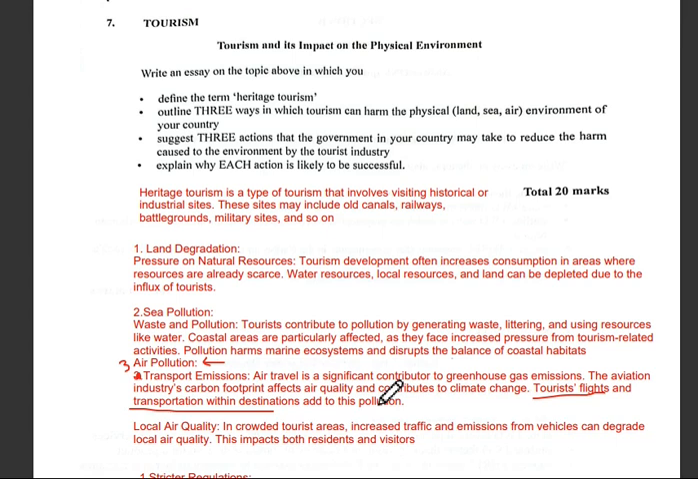Also, this impacts both residents and visitors. Alright, so here we have crowded areas that would increase the traffic and emissions from vehicles that can degrade the local air quality. So that is how it affected the air pollution.